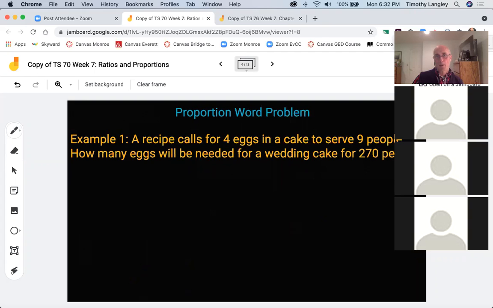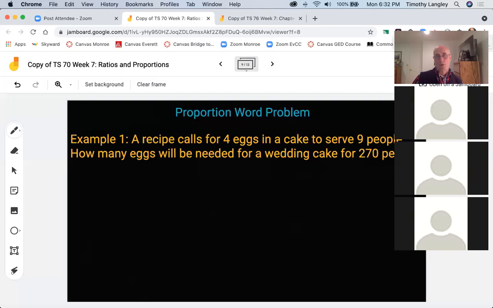Example 1: a recipe calls for 4 eggs in a cake to serve 9 people. That's my ratio: 4 eggs for every 9 people in the serving. How many eggs are needed for a wedding cake for 270 people? Now you can take a moment and see if you can write that out on your own. How would you do that?